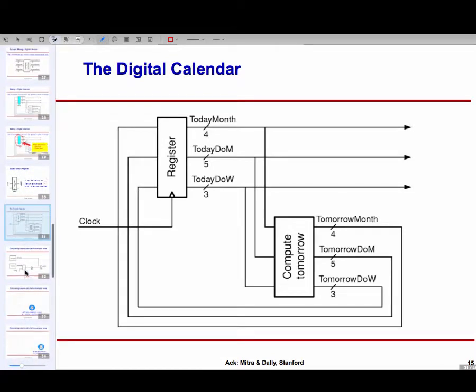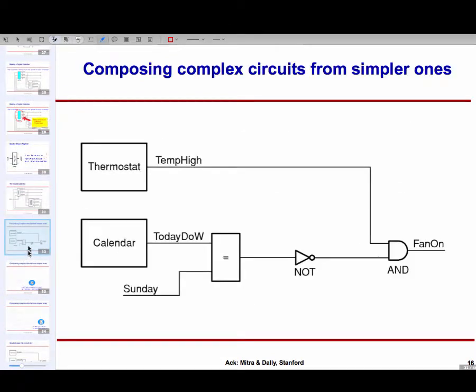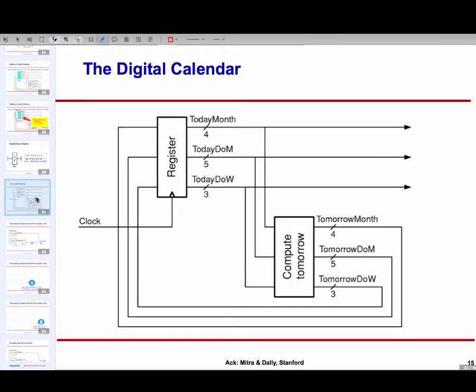So that's our digital calendar. Now, one thing that we are also seeing out here, and you already saw in the tutorial, is that we can make more complicated things by wiring up simpler stuff. In this case, we wired up a register with this combinational logic. So I've silently replaced that special cyan colored box with this register. That's what it indeed is.